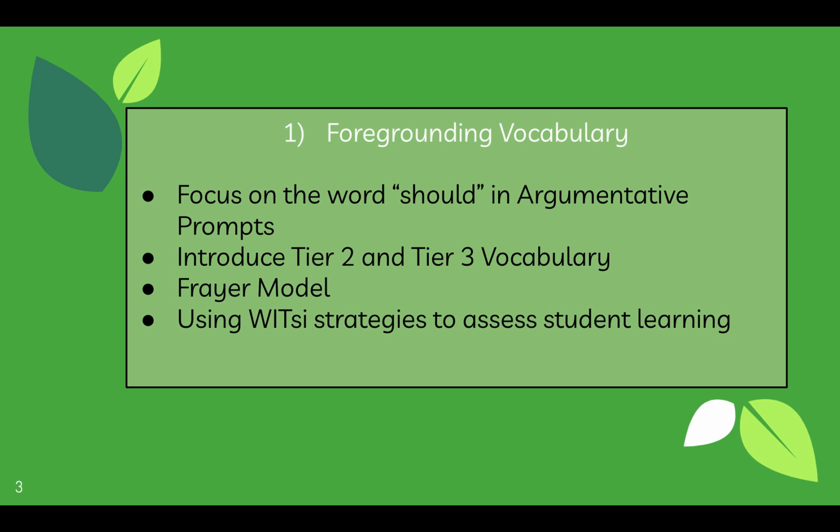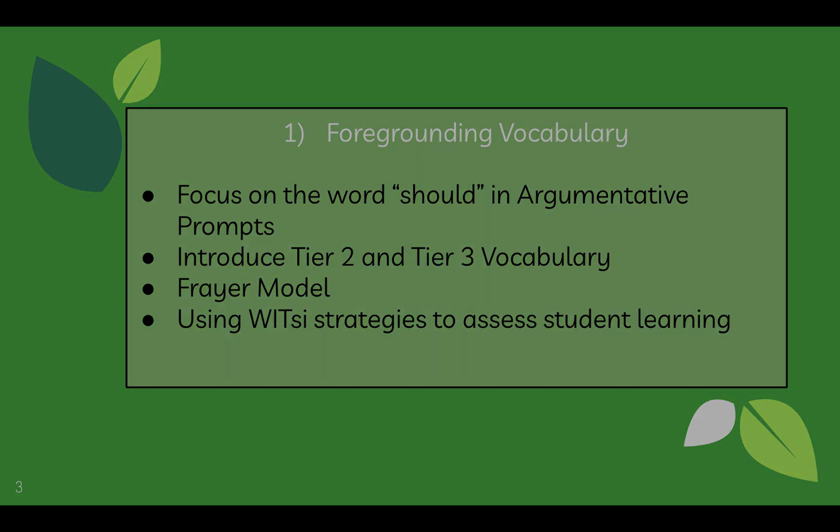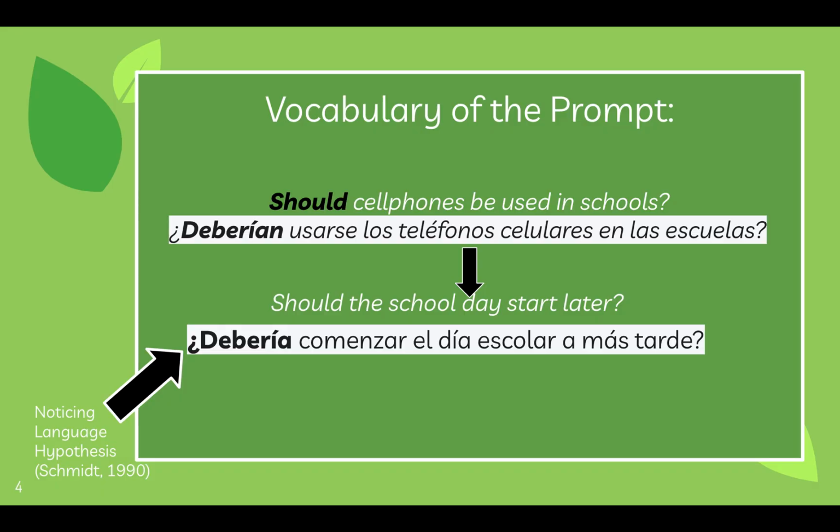Section 1, Foregrounding vocabulary. This includes focusing on the word should in the argumentative prompts, introducing Tier 2 and Tier 3 vocabulary, using the Frayer model, and using Witty strategies to assess student learning. Introducing the vocabulary of the prompt.